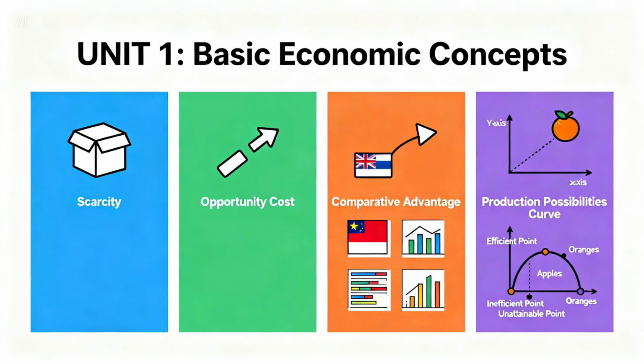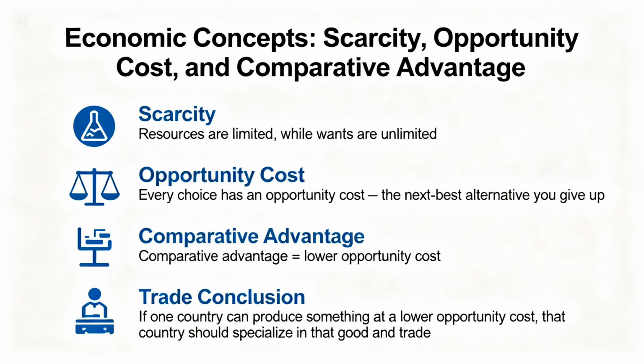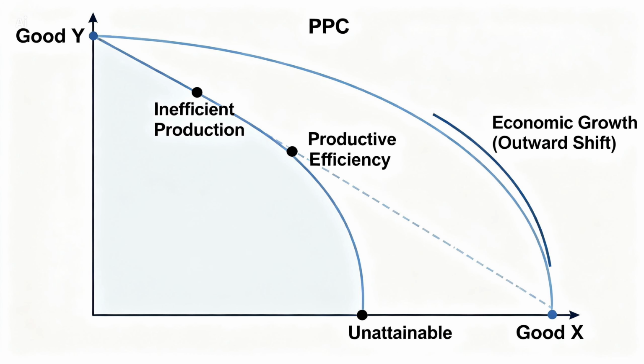First is the foundation: scarcity, opportunity cost, comparative advantage, and the production possibilities curve. Scarcity means resources are limited, while wants are unlimited. Because resources are scarce, every opportunity has an opportunity cost: the next best alternative you give up. For comparative advantage, remember, comparative advantage equals a lower opportunity cost. If one country can produce something at a lower opportunity cost, that country should specialize in that good and trade.